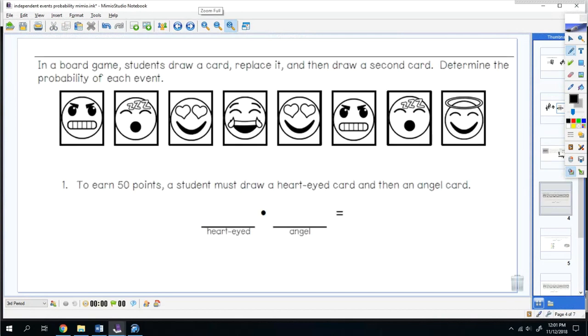In a board game, students draw a card, replace it, and then draw a second card. Determine the probability of each event. To earn 50 points, the student must draw a heart card, then an angel card. So there's that word and, so we know it needs to multiply.